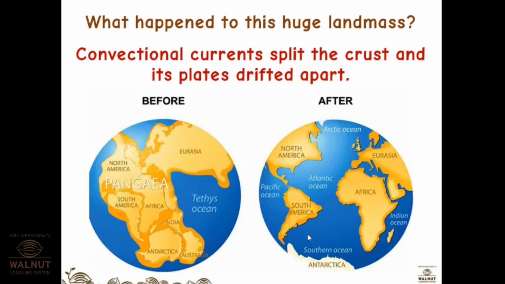Okay, so earlier it was like this. If you see, it was one single piece of land, okay, and later, as the plates on which this landmass was present started moving, you can see that gaps started creating because the continents moved with the plates, and this is how the earlier location was of these continents. Okay, so one single landmass started dividing into the seven continents that we have today.